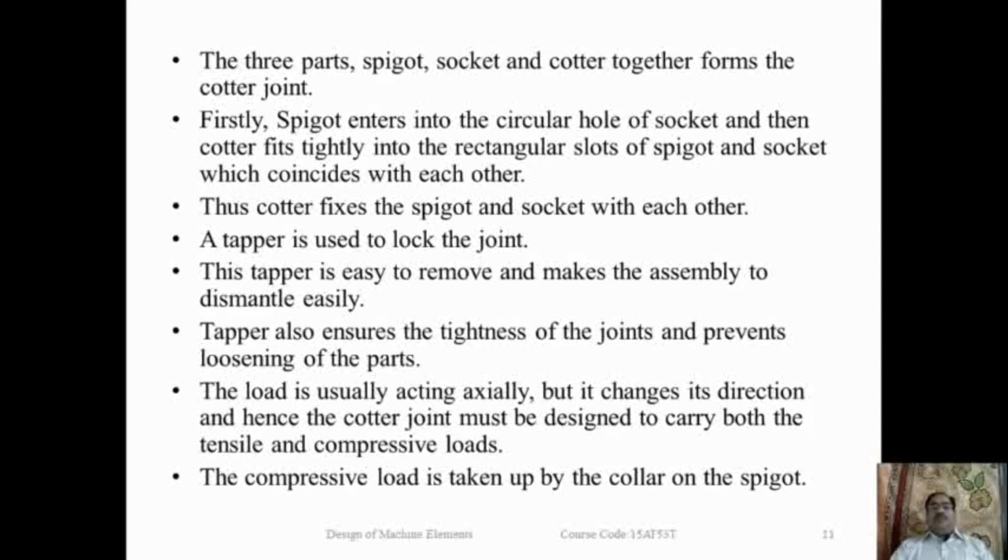A taper is used to lock the joint. This taper is easy to remove and makes the assembly easy to dismantle. The taper also ensures the tightness of the joint and prevents loosening of the parts. The load is usually acting axially, but it changes its direction, and hence the cotter joint must be designed to carry both tensile and compressive loads. The compressive load is taken up by the collar on the spigot.